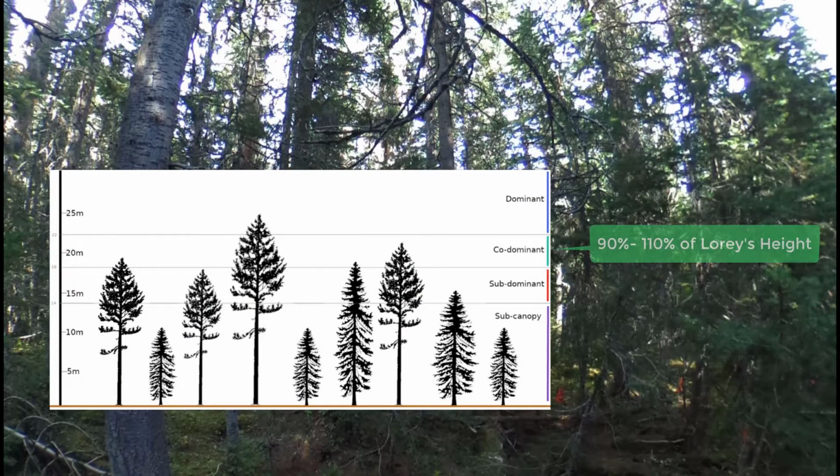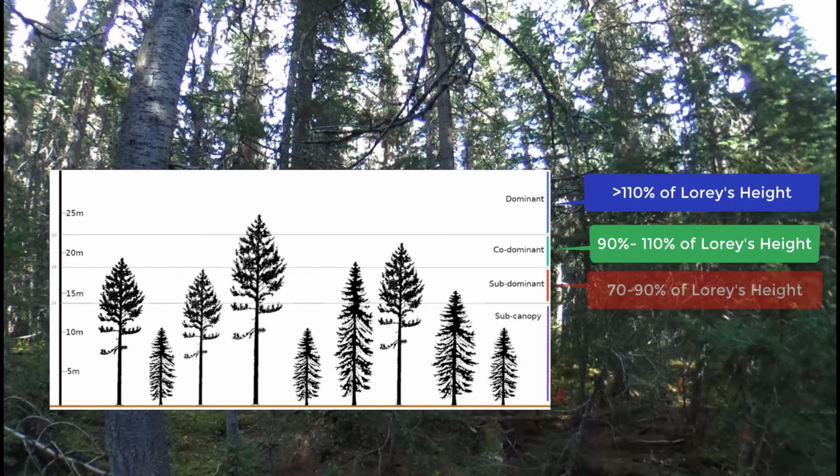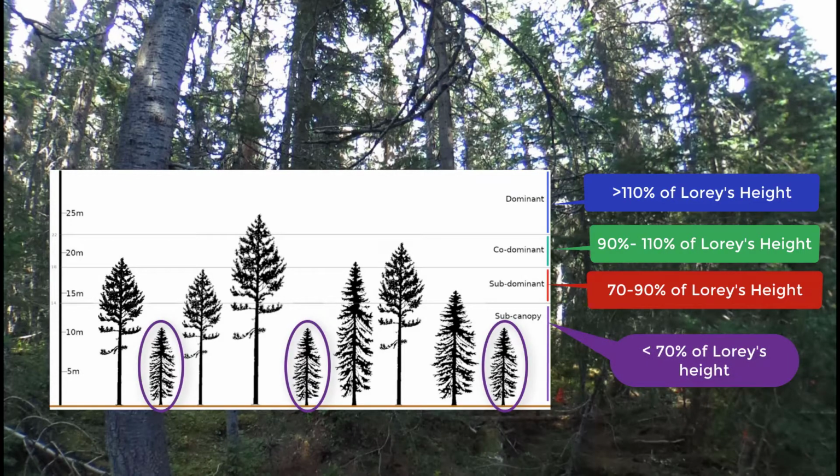So for example, if Lorey's mean height for a stand was 20 meters, we considered the codominant canopy to be 90 to 110% of Lorey's height, while anything above that would be the dominant canopy, and anything 70 to 90% of Lorey's height was the subdominant canopy. These three sections made up the canopy. Anything below this, and still more than 2 meters off the ground, was what we considered the sub canopy.